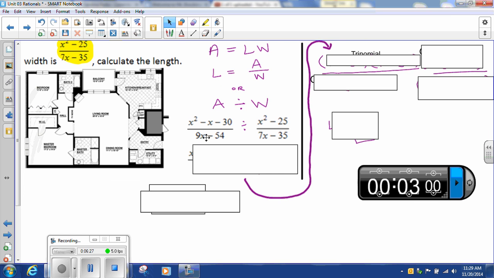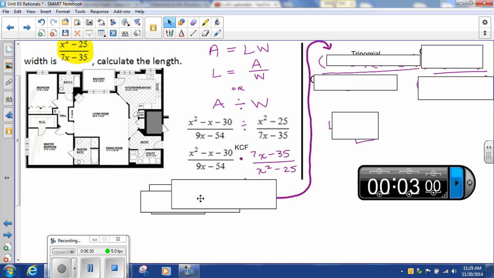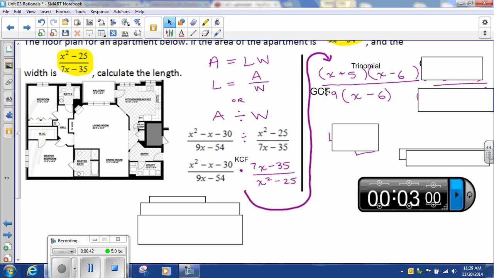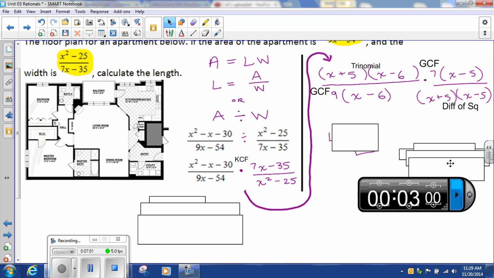So we're going to do as we normally do and keep change flip and factor. So the trinomial can be factored down to x plus 5, x minus 6. The denominator of 9x minus 54 can be factored by GCF of 9, leaving x minus 6. 7x minus 35 can be factored as 7 times quantity x minus 5. And finally, x squared minus 25 is a difference of perfect squares, and that gives us x plus 5, x minus 5. Let's go through and cancel.